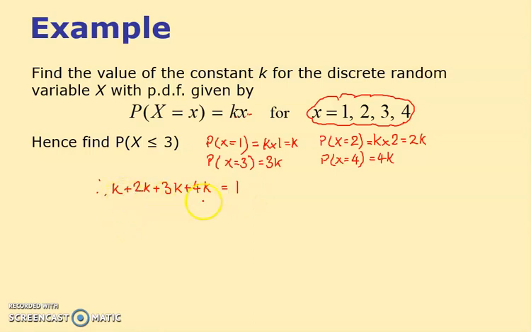How many k's have we got? Well, 1, 3, 6, 10. 10k equals 1, k equals a tenth. I now know the value of k. And because I know that, I can now work out the probability.